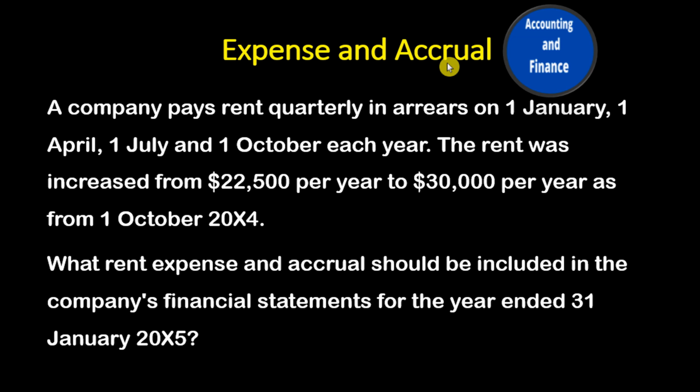Expense and accrual. A company pays rent quarterly in arrears on 1 January, 1 April, 1 July, and 1 October each year. The rent was increased from $22,500 per year to $30,000 per year as from 1 October 20x4. What rent expense and accrual should be included in the company's financial statements for the year ended 31 January 20x5?